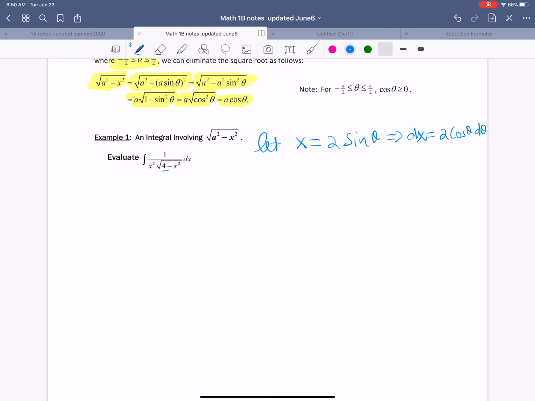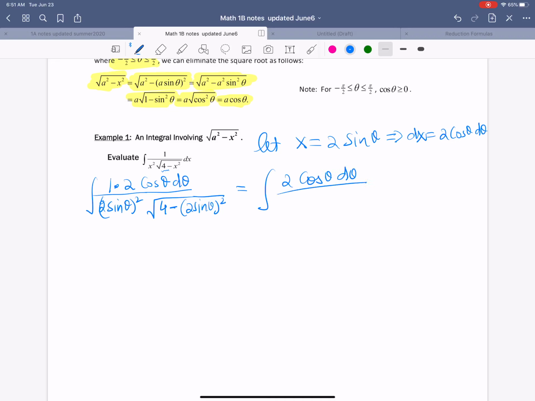Let's go ahead and replace the x and dx. In the numerator, I have 1 times 2 cos theta d theta, and the x is getting replaced by 2 sine theta squared. Then I have square root of 4 minus 2 sine theta squared. This turns out to be 2 cosine theta d theta divided by 4 sine squared theta, and then square root of 4 minus 4 sine squared theta.